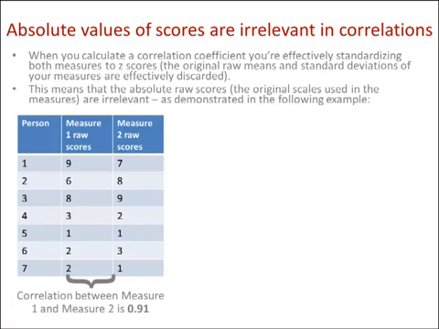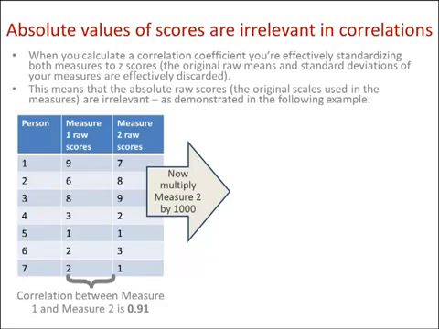If we do a correlation between measure 1 and measure 2, the correlation is 0.91. Very high correlation, and that's not surprising because you can eyeball that data and see that people 1 to 3 are getting high scores in both tests. People 5 to 7 are getting very low scores in both tests. That is, measure 1 is highly predictive of their scores in test 2.